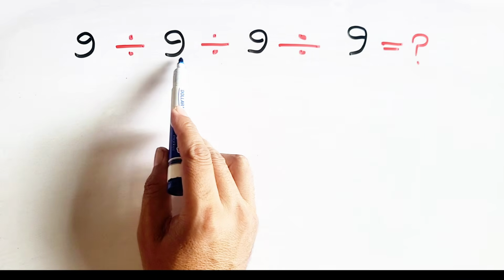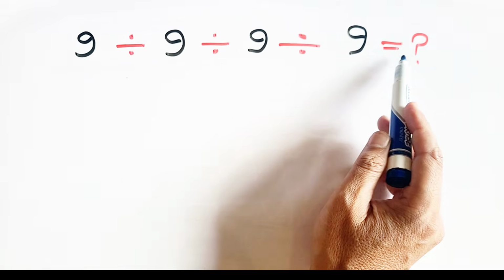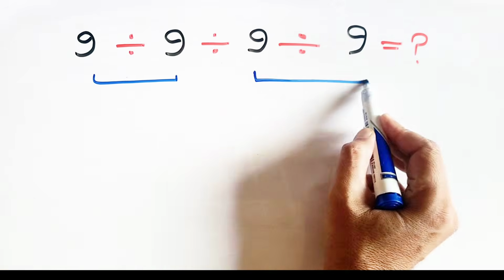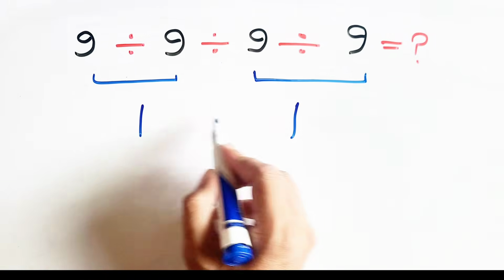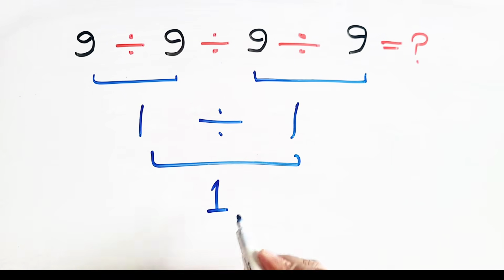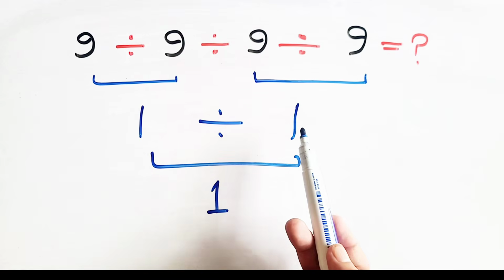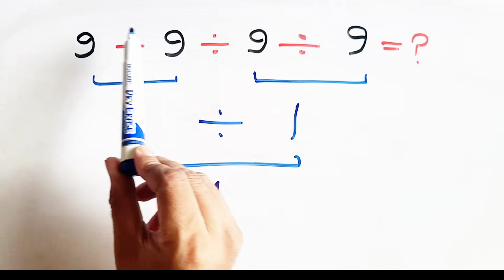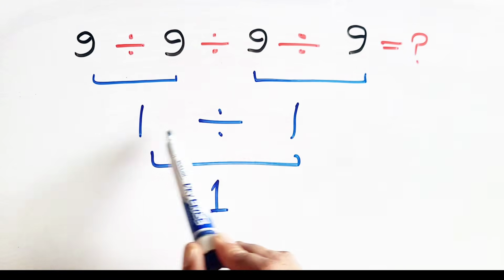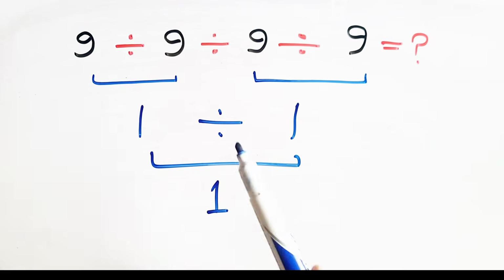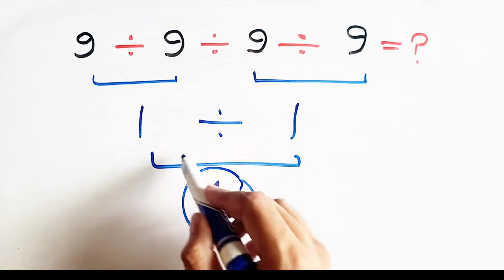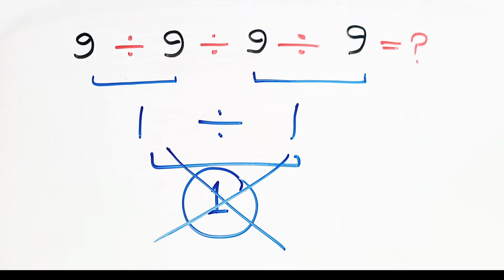9 divided by 9 divided by 9 divided by 9 is equal to what? Most people just take a look and calculate the answer. 1 divided by 1. So 1 will be their answer. How did they calculate it? They divide 9 by 9, which is 1, and 9 by 9 again, which is 1. 1 divided by 1 is simple, so 1 will be our answer, but it is not correct.